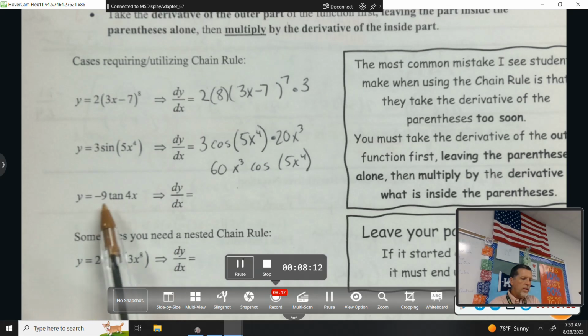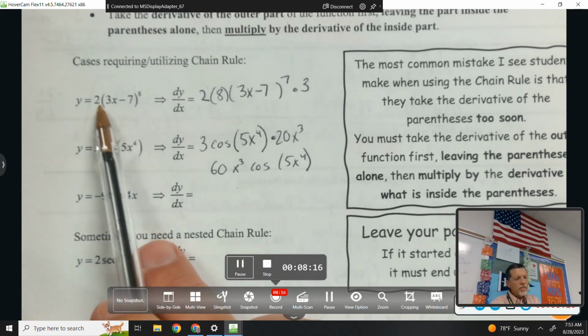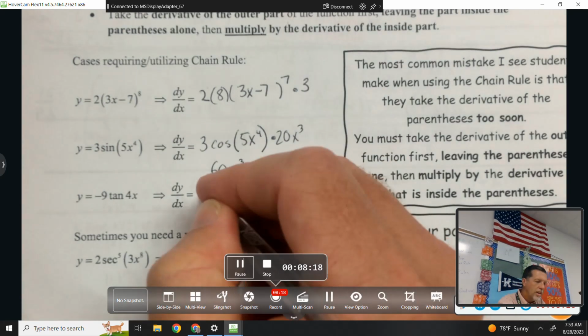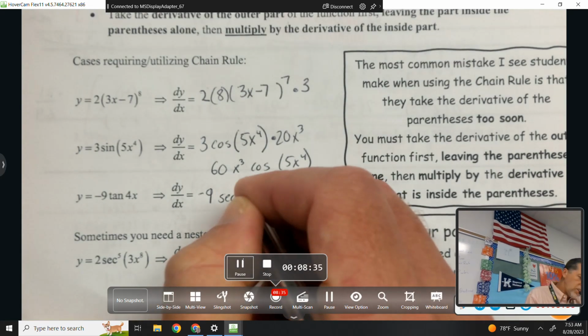Right, -9 tangent of 4x. I guess I didn't explicitly say it, but a constant out front can just kind of go along for the ride. I'm not worried about that. And I've got tangent and 4x. Which is the wrapper? The tangent. And what's the derivative of tangent? Secant squared. So secant squared.